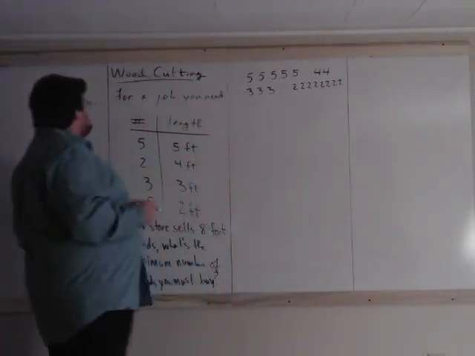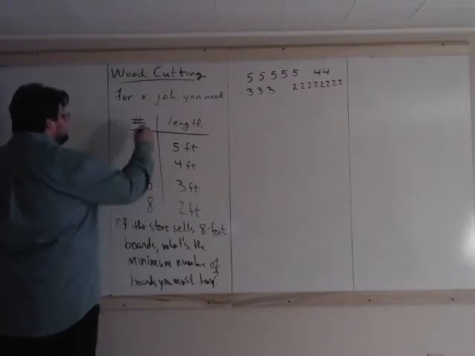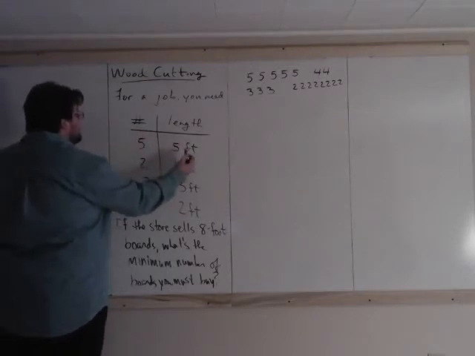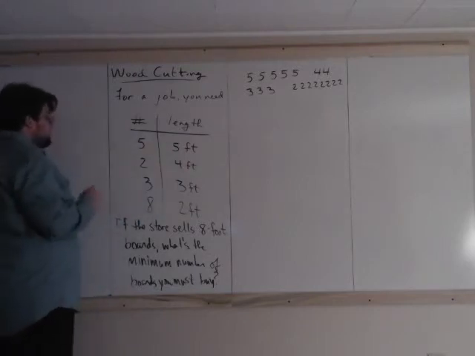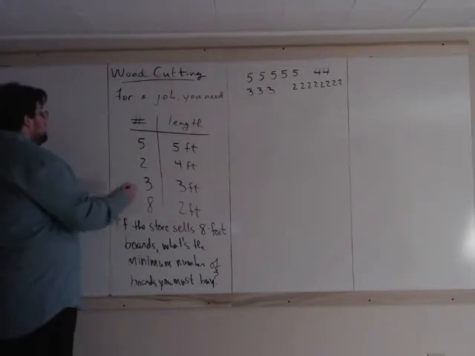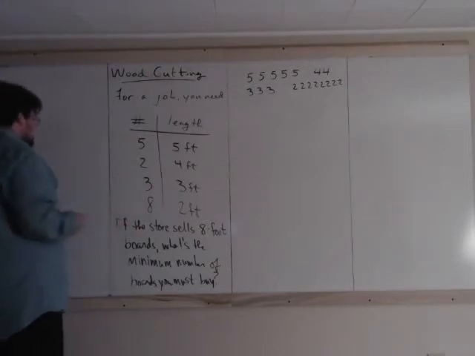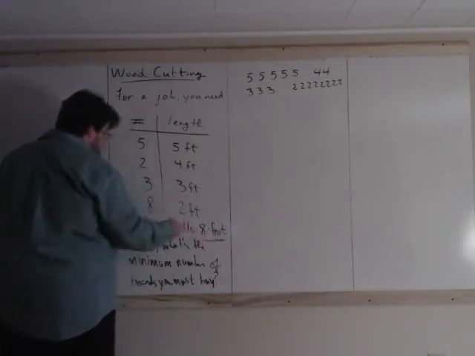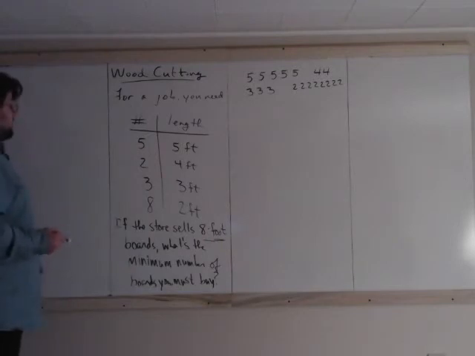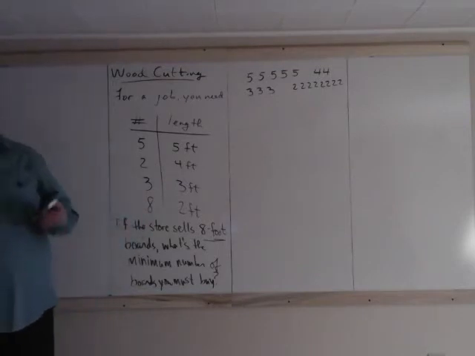So this first example, for a job you need, this right here means the number of boards you need. So you need 5, and this is the length of the board you need. So you need 5 5-foot lengths. You need 2 4-foot pieces of wood, 3 3-foot pieces of wood, and 8 2-foot pieces of wood. And the store sells 8-foot boards. And given this, what's the minimum number of boards you must buy? Now, this question mathematically is actually quite difficult to solve.